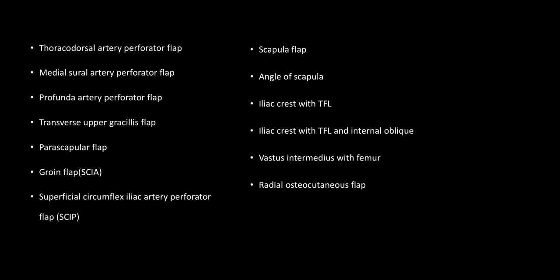So these are some of the flaps that are less commonly done. I wouldn't say they're newer. But if you look at the soft tissue flaps: the thoracodorsal artery perforator flap, the medial sural artery perforator flap, the profunda artery perforator flap, the transverse upper gracilis flap, the parascapular flap, the groin and SCIP flaps. These are soft tissue flaps that are not really done. The groin flap is the first described free flap, so it's not necessarily new, but these are flaps not conventionally used in head and neck reconstruction.